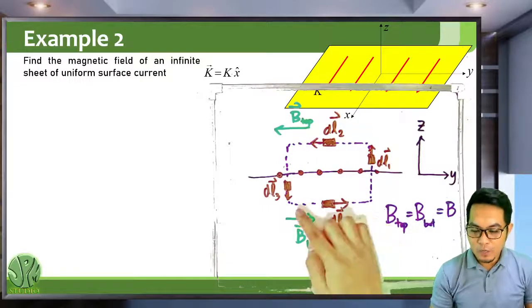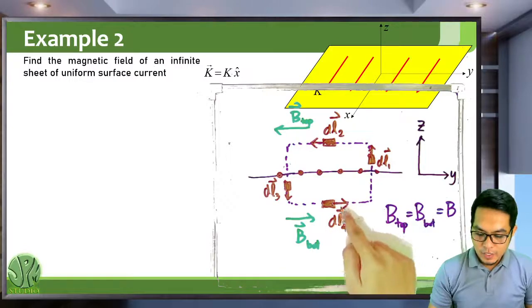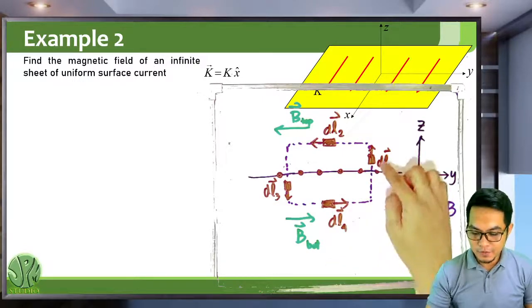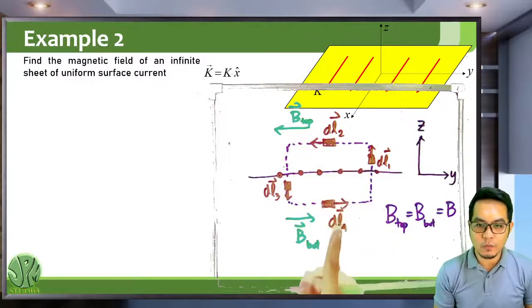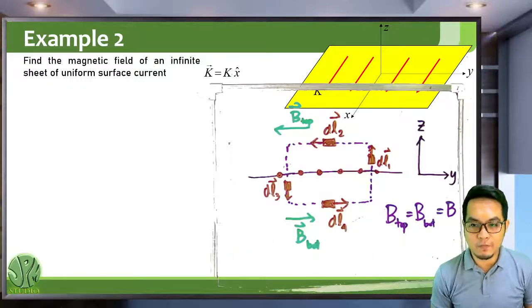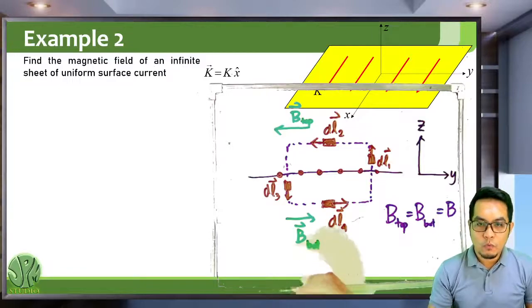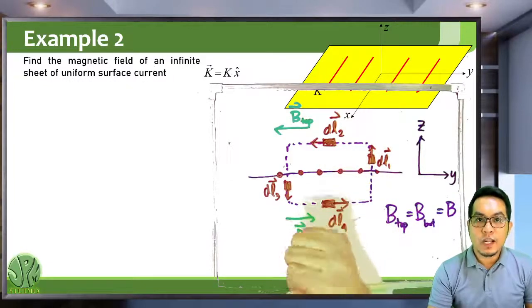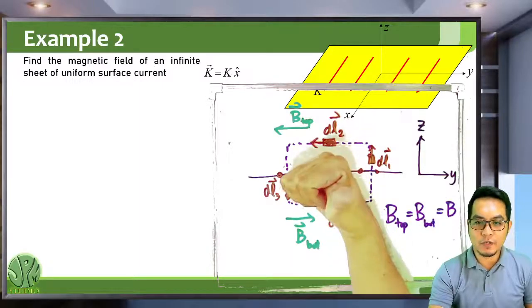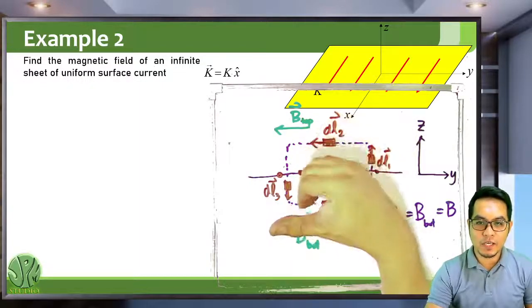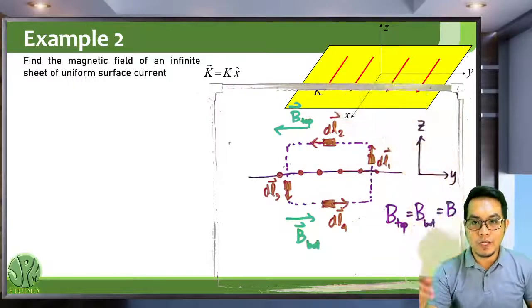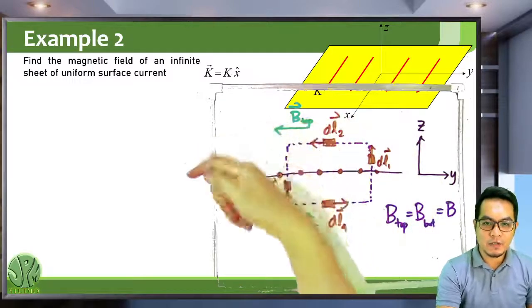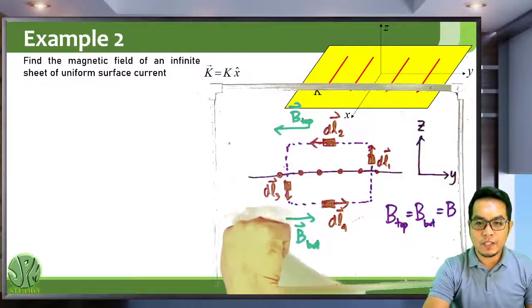Our Amperian loop is a square and it will have four sections. There are differential elements here: dl1 going upward, dl2 going here, dl3 downward, and dl4 going to the right, or the positive y axis. Now we know that the direction of the magnetic field obeys the right-hand rule. Since the surface current is out of the page, on the top of the sheet the magnetic field is in this direction, and on the lower side the magnetic field is in that direction.